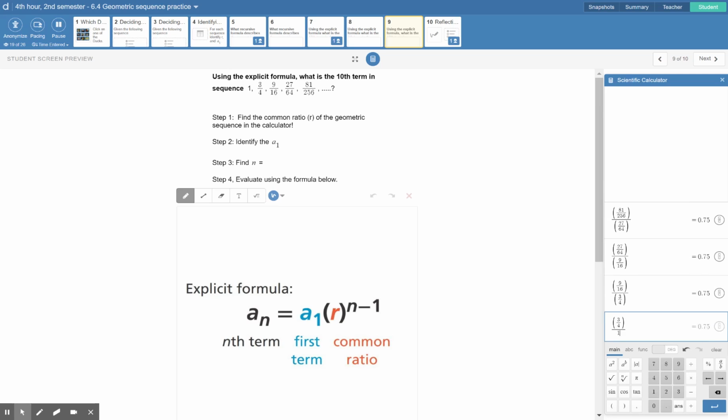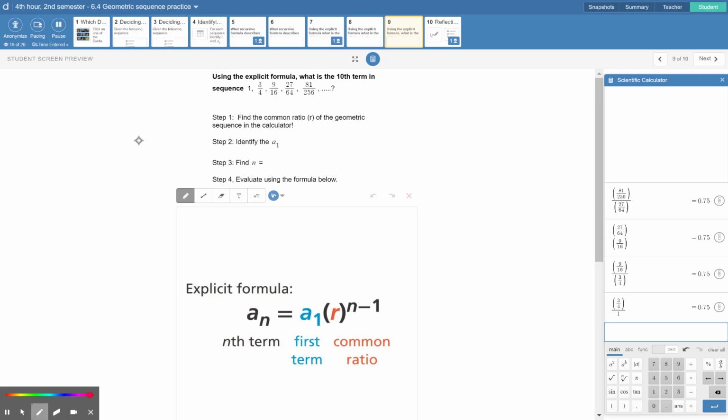And hopefully by now, after doing this several times, you know that the common ratio is 0.75. You can make it 3/4 if you want. Our starting value is 1. It's our initial condition, our initial value. Our n is what we are looking for, and that is our 10.